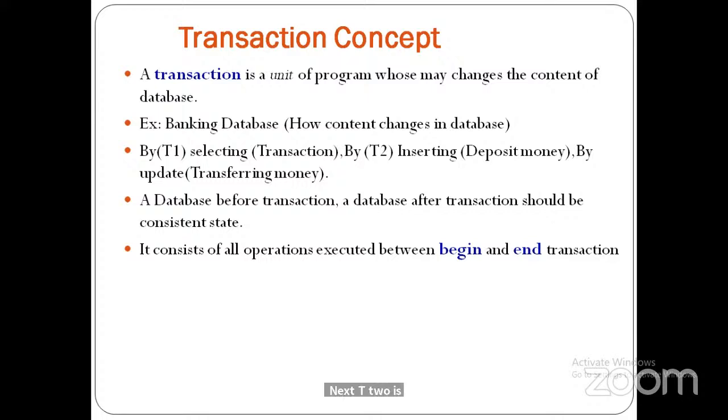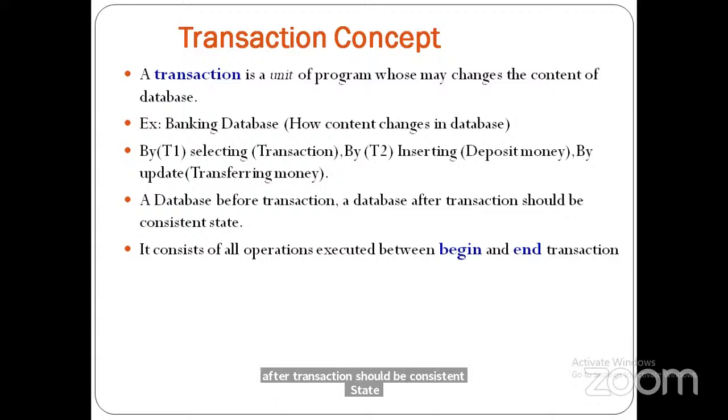Next, T3, transaction 3, is transferring the money, update. A database before the transaction and after the transaction should be in a consistent state, only then can we call the transaction successful. If the database before the transaction is the same as after it, but it does not update or we get an error or failure, what will happen? The data may lead to an inconsistent state. So a database before the transaction and a database after the transaction should be in a consistent state.